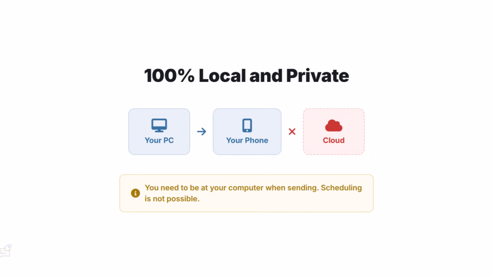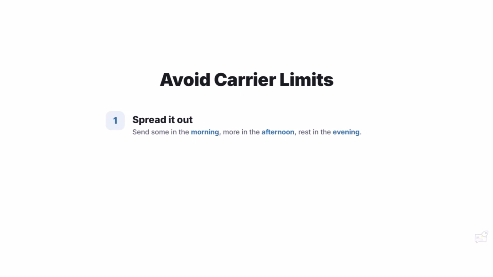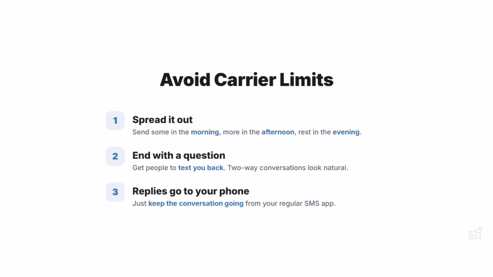And lastly, carriers do monitor your texting activity, so if you send hundreds of texts all at once without getting any replies, they might temporarily limit your messaging. And to avoid that, try to spread out your messages throughout the day. So send some in the morning, then some more in the afternoon or evening. And also on top of that, try to end every message with a question, so to get the other person to text back to you. That way it looks more like a real conversation rather than a broadcast. Now here the good thing about QuickText is that any replies come straight back to your phone, so you can easily keep the conversation going.